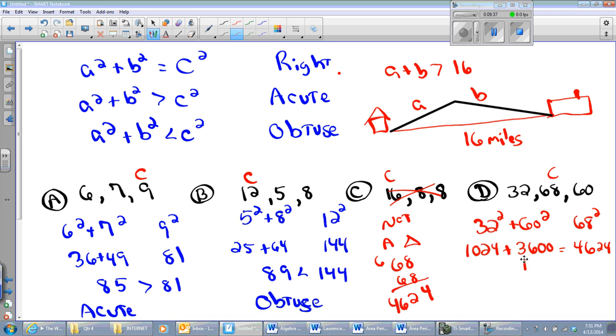And sure enough, 1,024 plus 3,600 is 4,624, and they are equal. And this is a right triangle. Yes, it is. All right, there you go. That's the converse of the Pythagorean theorem.